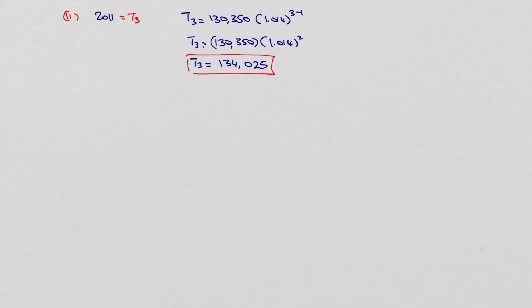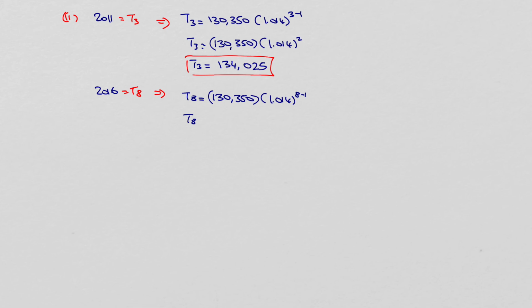And then if we're looking for 2016, we said that that was term 8. So then term 8, well, a is 130,350 times 1.014 to the power of 8 minus 1. So that's 130,350 times 1.014 to the power of 7. And again, no decimal, just to the nearest 1,000 would be 143,674.